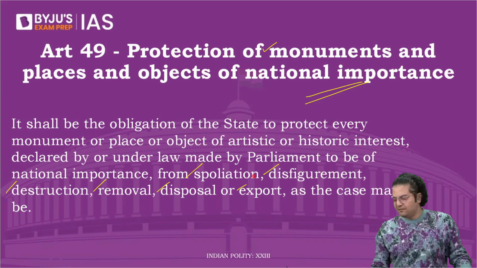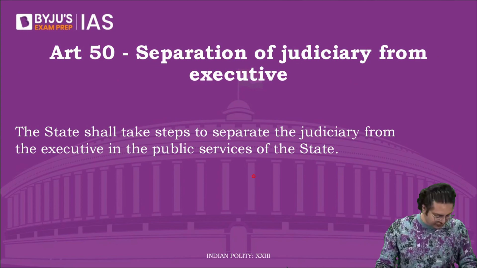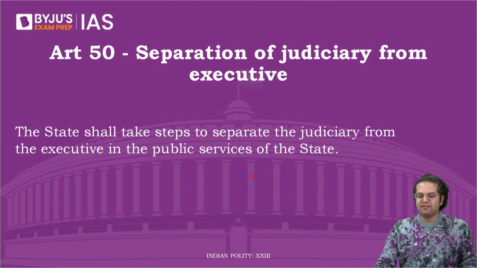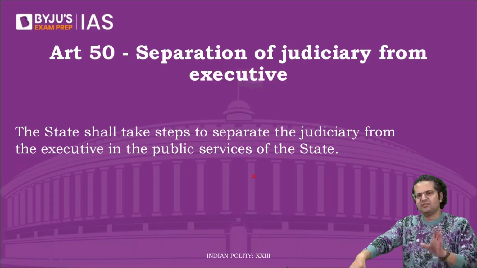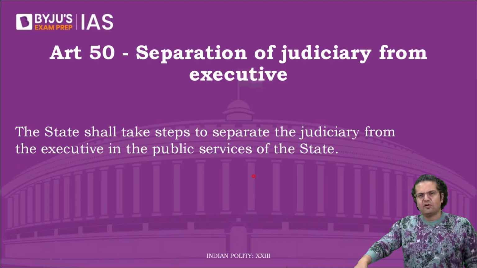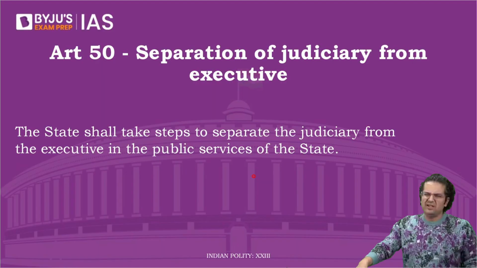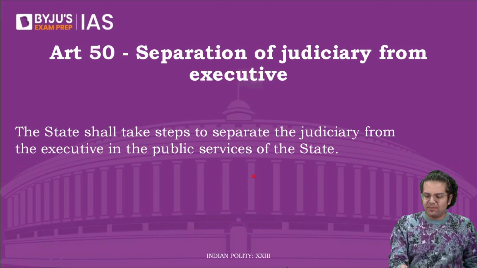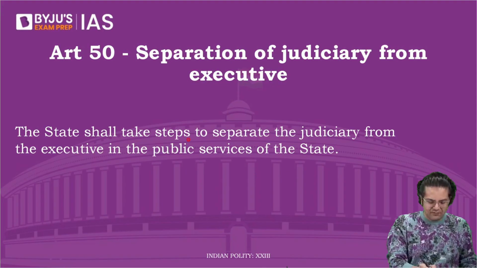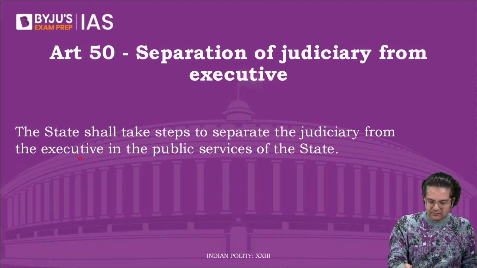Then Article 50, a largely misunderstood article. Separation of judiciary from the executive. I have seen this being used in answers for Supreme Court and government. Please don't use it like this. The state shall take steps to separate the judiciary from the executive in public services.